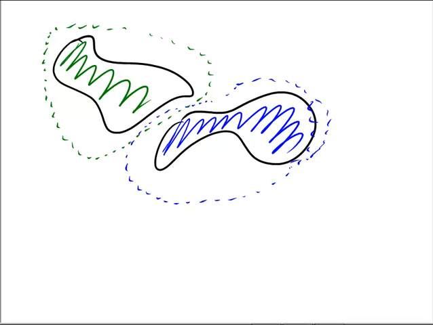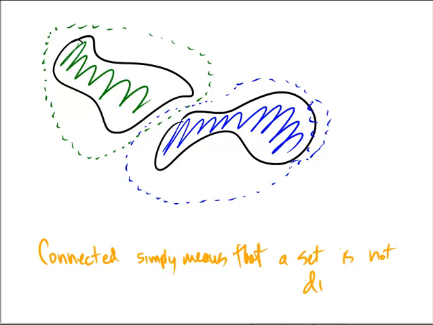Okay, and then finally, what does it mean to be connected? Connected simply means that a set is not disconnected. So if it is not possible to find these open sets that I keep talking about to separate the pieces of your set, then that means that it must be connected.